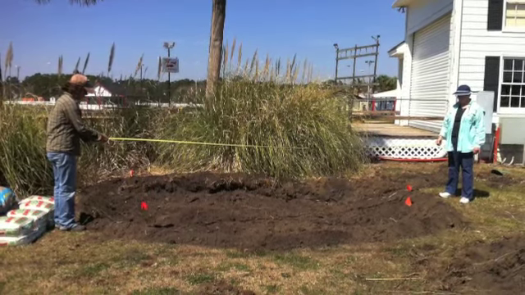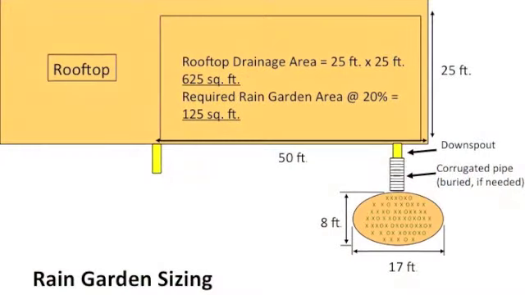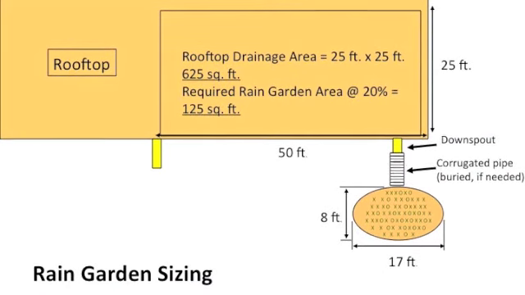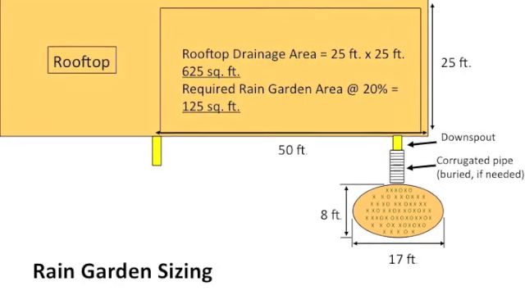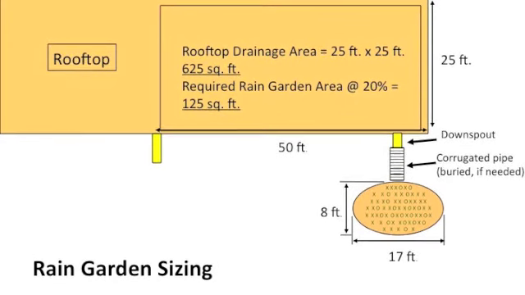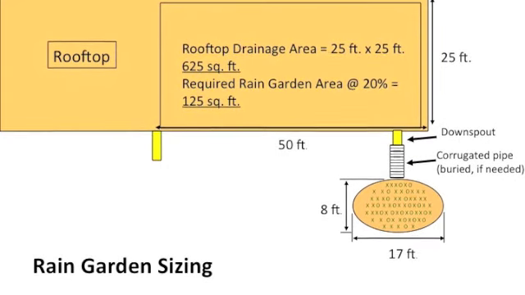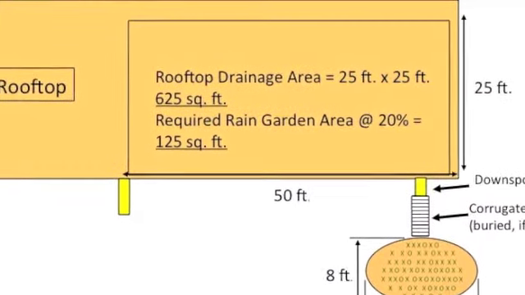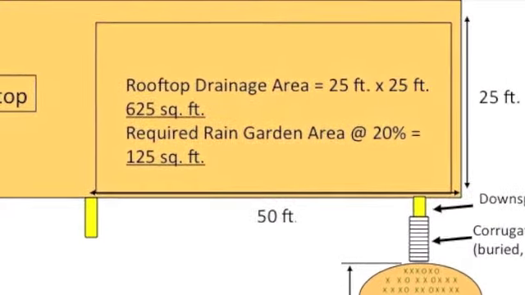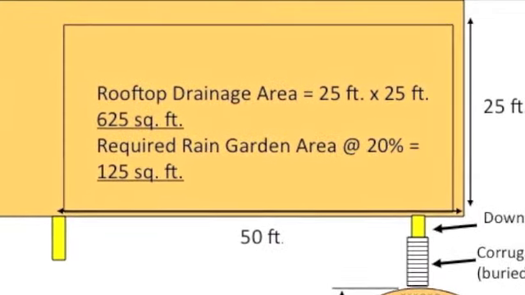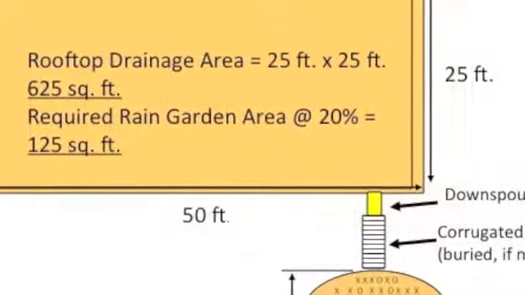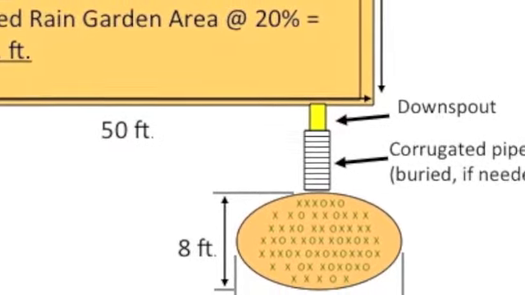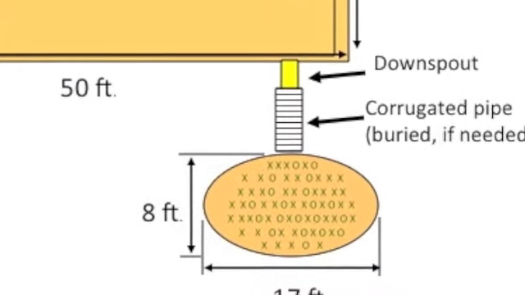So let's do an example. If you have a rooftop drainage area of 25 feet by 25 feet, this would equal 625 square feet of catchment area. So therefore, your required rain garden area at 20%, let's say you have very sandy soil, should be 125 square feet. You may be limited by space, but smaller is easier. The area should typically be 8 to 10 feet wide in the direction of runoff flow. Try using a kidney bean or half-moon shaped layout with the inner curve of the area facing the runoff source.